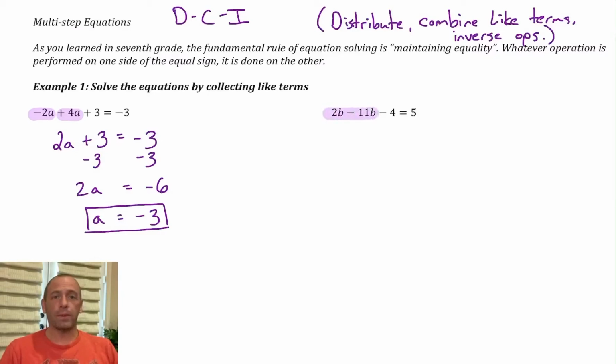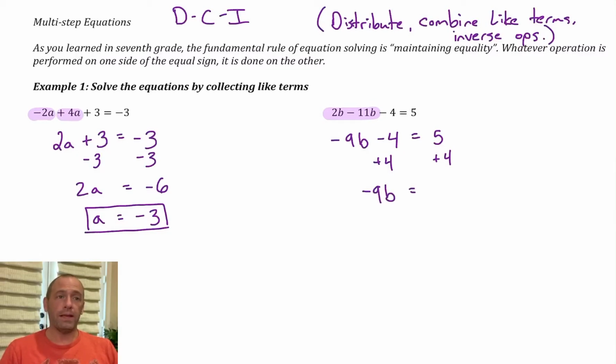Next example, again I've got some like terms. 2b and minus 11b, those can be combined to get negative 9b. Subtract 4 equals 5. And I'm left with a two-step equation. The inverse operation of subtracting 4 is to add 4. And whatever you do on one side of the equation, you do it to the right.